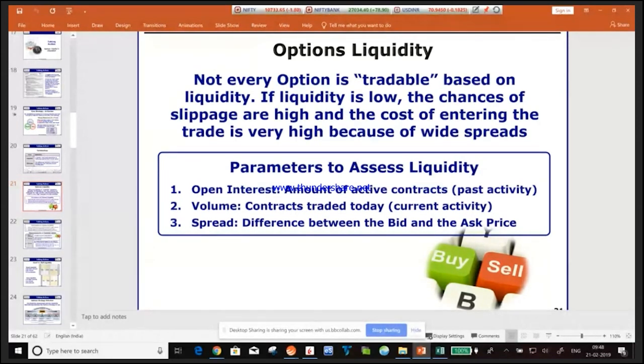And this is right from the beginning. Since the contracts were open for trading, whenever people started buying, selling, open interest is the active contracts where people still have positions in the market. Volume tells you the contracts traded today. That is the current activity. How many contracts got traded today?